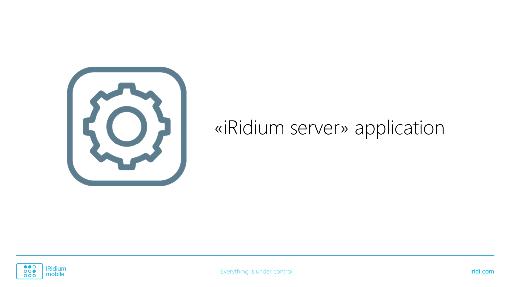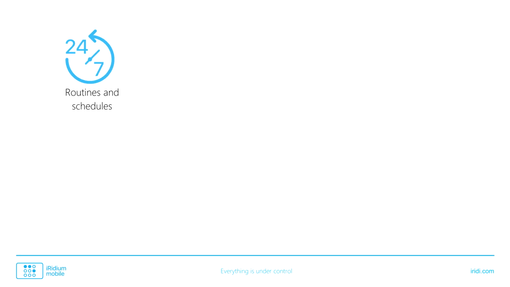iRidium Server is an app that is additionally added to a project created in i3 Lite. It provides work of schedules and routines 24/7. Unlike a panel where i3 Lite app can be minimized and thus work of schedules and routines is stopped, a server can't be minimized. It is always in the net and on.